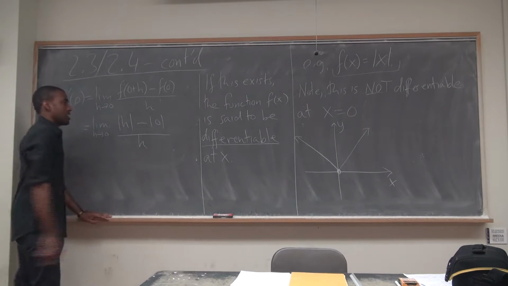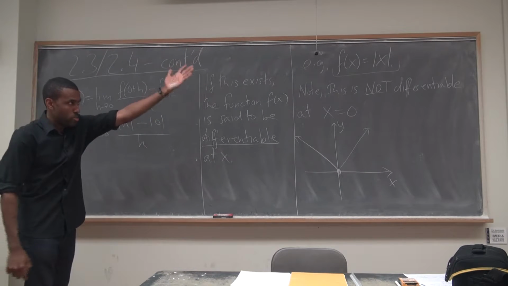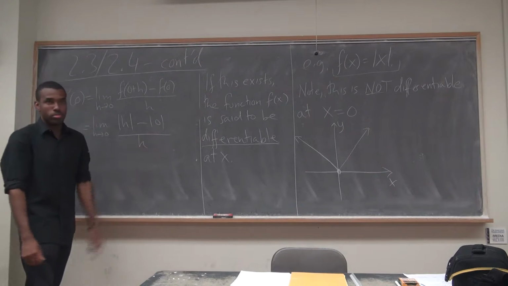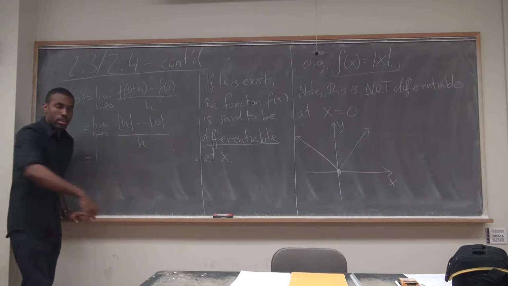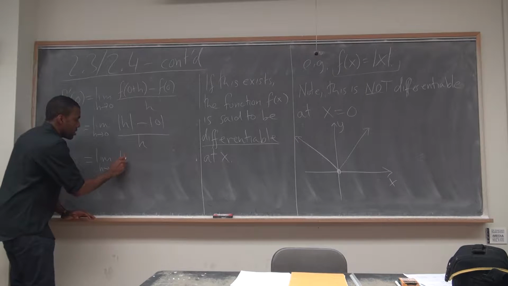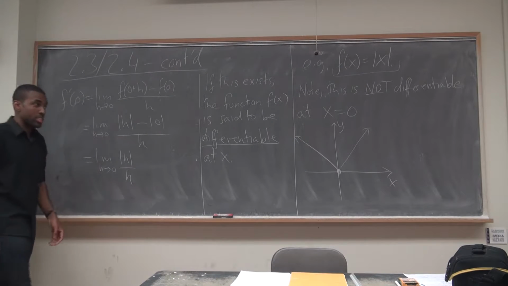Oh, you can't cancel the h's. Right? F of h is just, I go to f of x, everywhere I see an x, I replace it with an h. Boom. F of 0, everywhere I see an x, replace it with a 0. Boom. So here, obviously the absolute value of 0 is just 0. So here I have this limit. Now what's that limit? Does that actually exist?